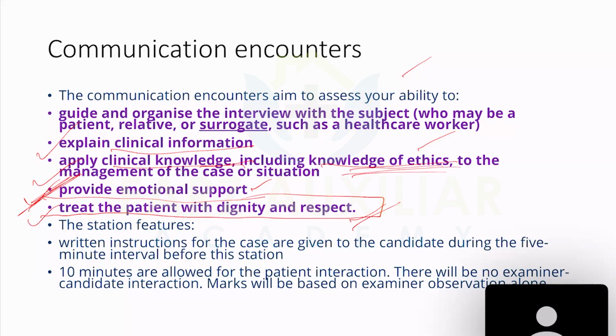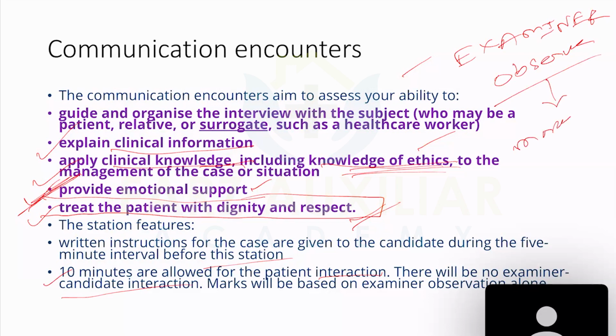Okay. So these are the 5-minute interval. You will get a paper, and 10 minutes are allowed for the interaction. So there will be no examiner-to-candidate questioning. This is the change. The examiners will not ask you, only observe you. Examiner will observe you only and give you the marks. There will be no vivas actually. There will be no questions asked by the examiners. So only observation. By just doing these things, you can get these marks.